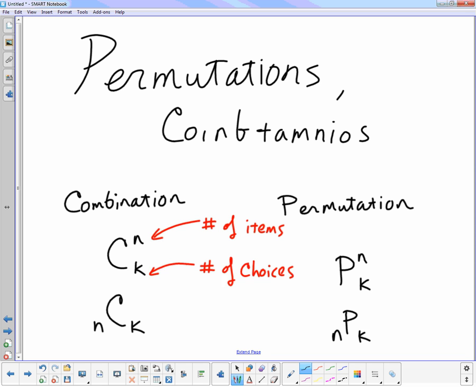Okay, how about this? 3 people sitting at a table. I can number them 1, 2, 3, or I can number them 3, 2, 1, or 1, 3, 2, and so on and so forth. Permutation is when you move them. A combination just says, here are all of the items in the bag.